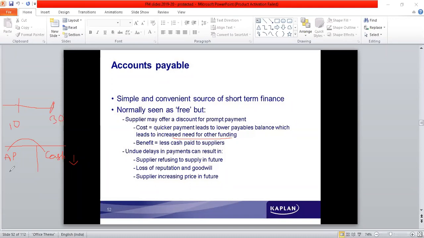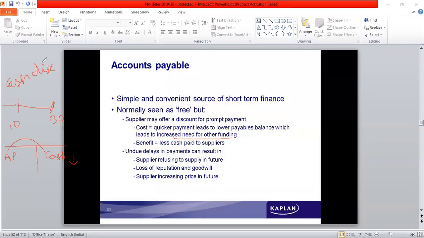What is the benefit? As against all this, the benefit they get is a cash discount because they are paying within 10 days. They can avail a cash discount of whatever percentage is announced by the supplier. That's the benefit we see if the payments are made before the due date.